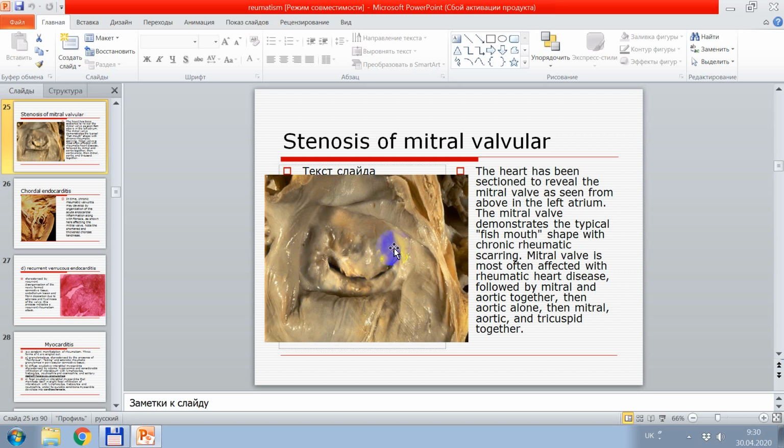The mitral valve is most often affected with rheumatic heart disease, followed by mitral and aortic together, then aortic alone, then mitral, aortic, and tricuspid together.